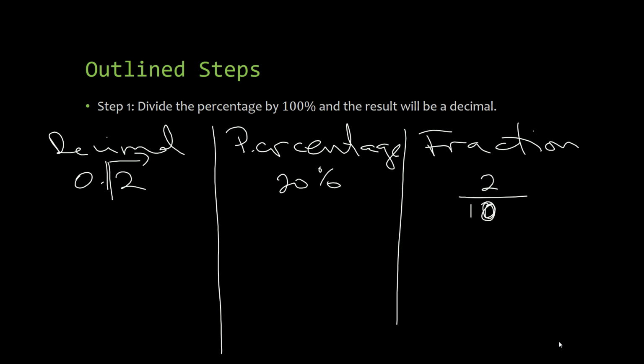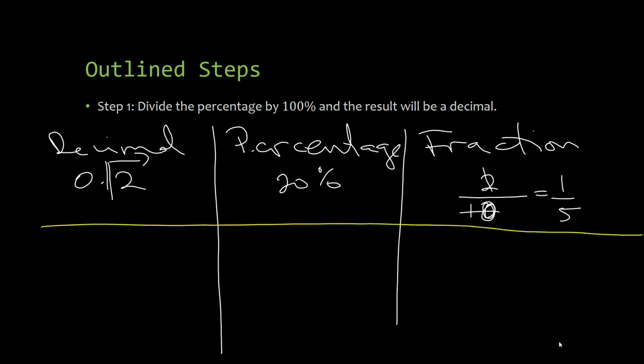So using the HCF, I see that 2 is the HCF. 2 divided by 2 is 1. 10 divided by 2 is 5. And I get 1/5. If I start off, let's say, with a percentage of 30%, I can change that percentage to a fraction or a decimal. To convert it to a decimal, I simply divide it by 100. So I am saying 30% divided by 100%. Percentage signs cancel off. 10, 10 goes, and then we have 3 divided by 10.